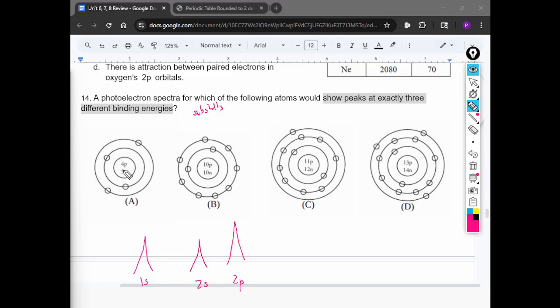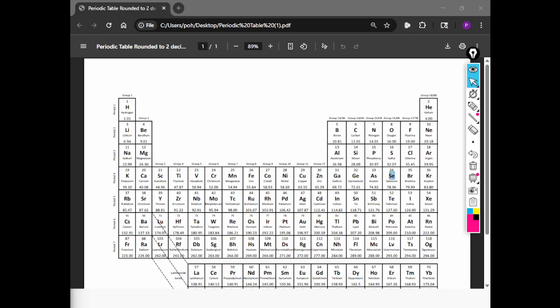Let's just go through our options. I'm gonna pull up the periodic table just so that we can have it handy. So the first atom is 4 protons, 5 neutrons. Neutrons don't even matter. We're looking at beryllium. Beryllium's electron configuration is 1s2, 2s2, and so it's only going to have 2 peaks.